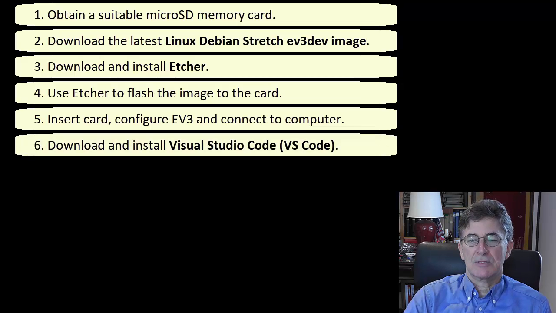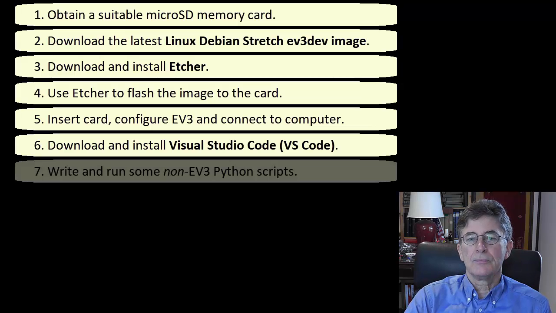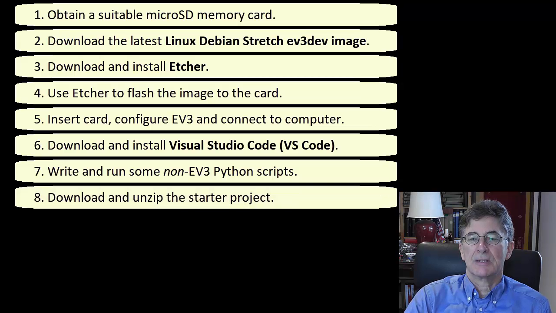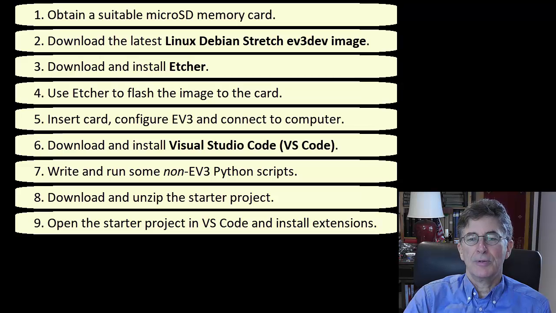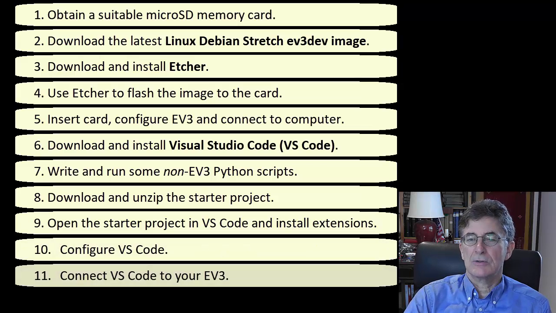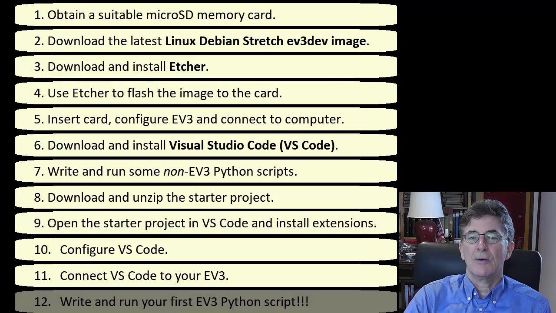Download and install Microsoft Visual Studio Code, or VS Code. This is a free multi-platform code editor compatible with Windows, Mac OS, and Linux. Write and run some non-EV3 Python scripts. Download and unzip the starter project. Open VS Code, open the starter project folder, and install 2 extensions. Configure VS Code. Connect VS Code to your EV3. And then write and run your first EV3 Python script. Here are the steps in more detail.